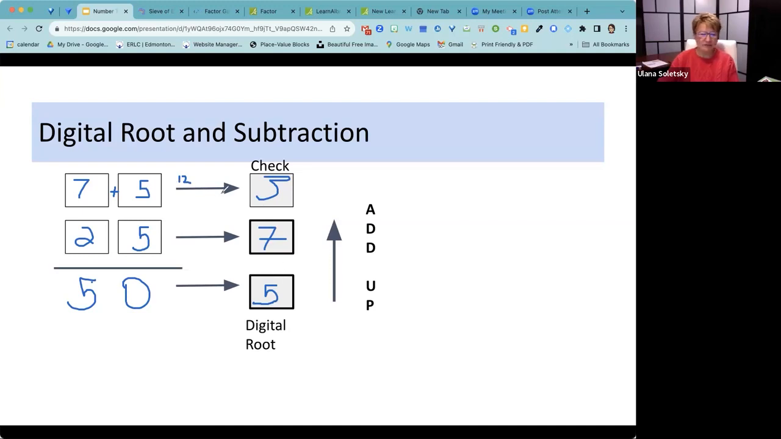something happened here. Something didn't work. Why not? Did I do this right? 2 plus 5 is 7. 7 plus 5 is 12. 1 plus 2 is 3. 5 plus 0. Should 5 plus, oh yes, sorry. 5, and add up. 5 plus 7 is 12. And what's the digital root of 12? It's 3. So is 3 the same as this 3? Yes.